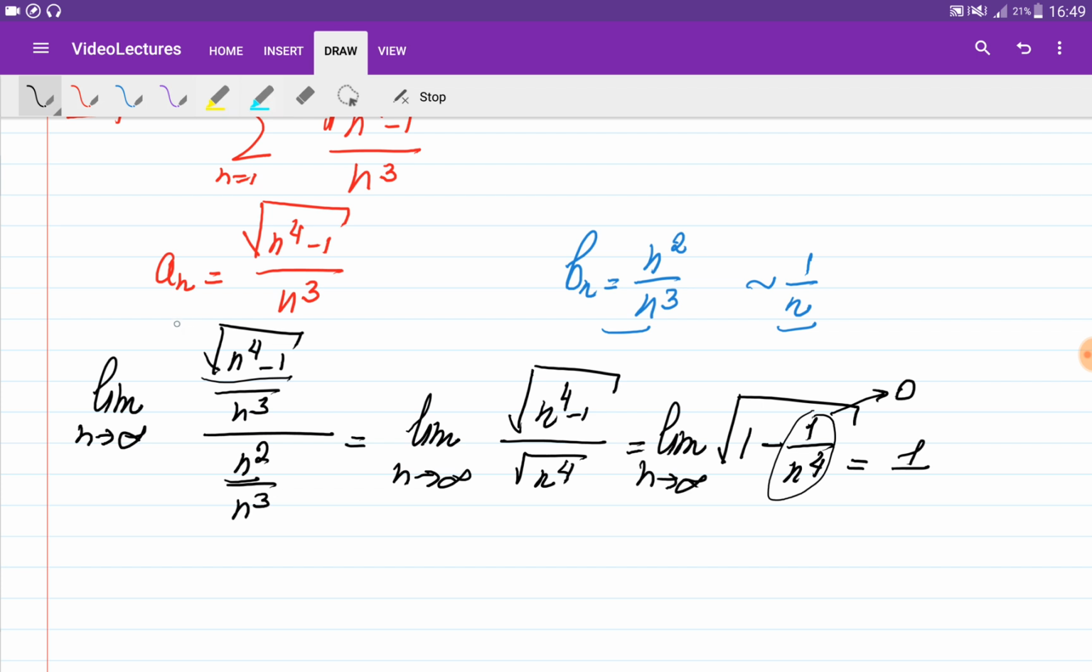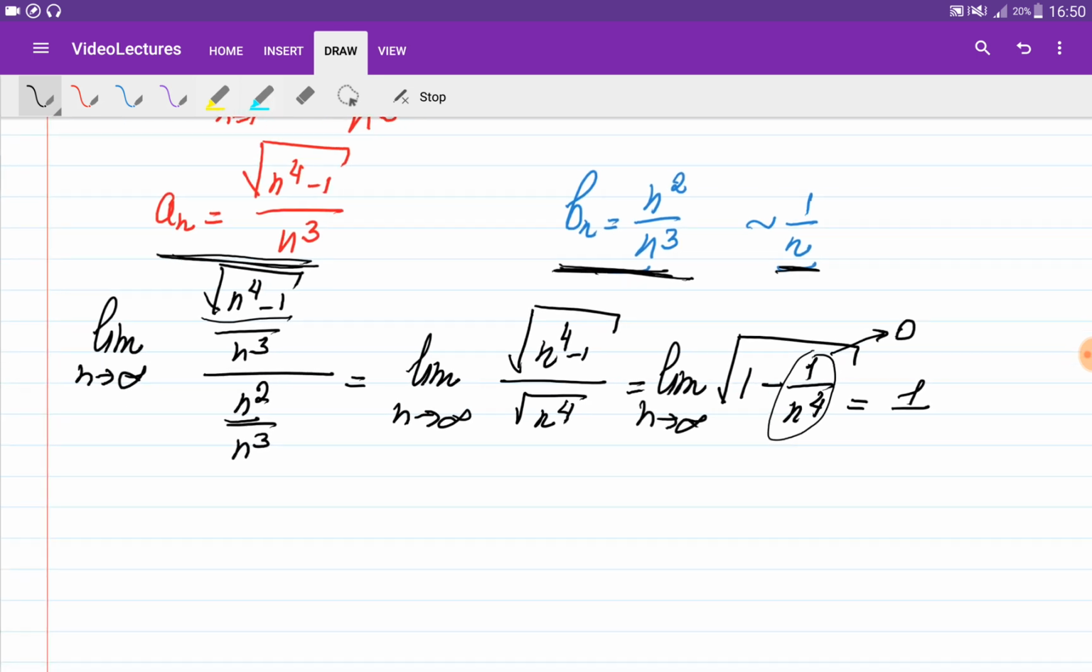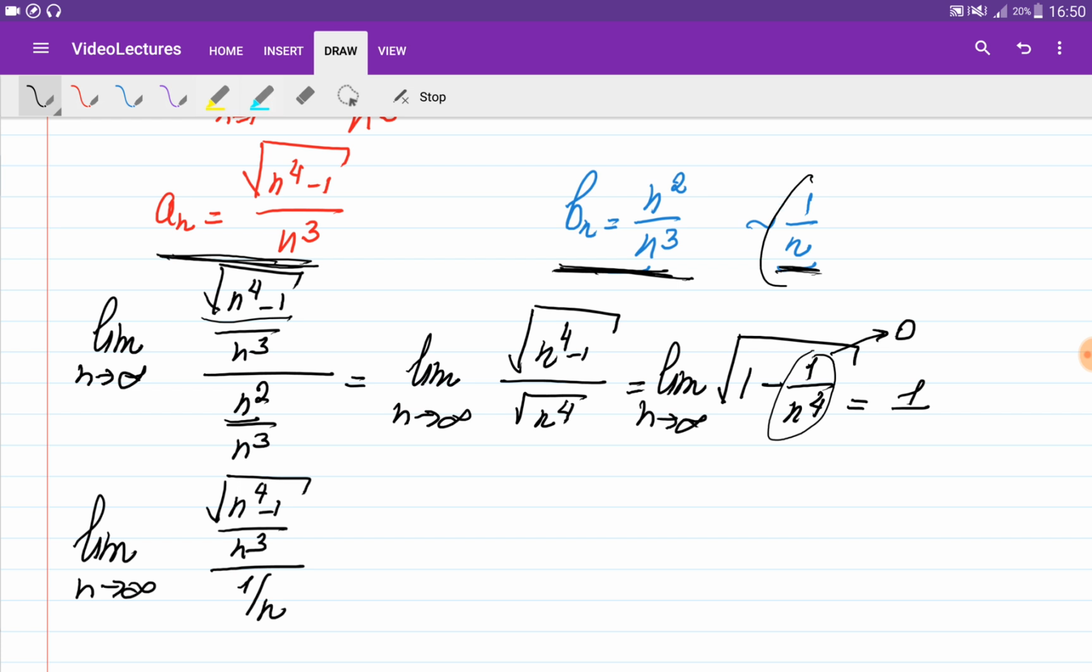So this tells me that this series and this series behave more or less in a similar manner. Since we know that this b_n is similar to the harmonic series, which is divergent, b_n is also divergent, so a_n is also divergent. Actually, we could show that a_n is divergent by comparing a_n with this harmonic series immediately, right? So we could just find the limit as n goes to infinity of the square root of n^4 minus 1 divided by n cubed, divided by 1 over n. I'm just comparing this a_n not with b_n, but with this harmonic series.